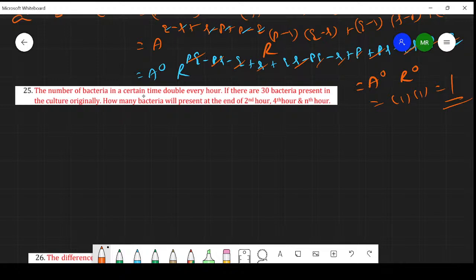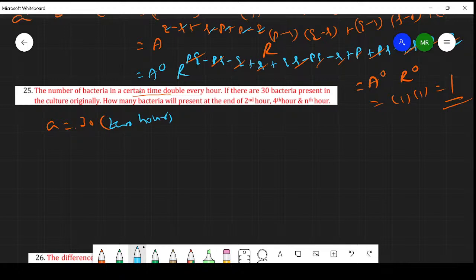The bacteria in a certain time double, which means the doubling is showing as a GP. The bacteria present will be in a GP series. I can write here the initial bacteria, let it be A. A is equal to 30 bacteria, initial bacteria at 0 hour. So at 0 hour there are 30 bacteria. A equal to 30.